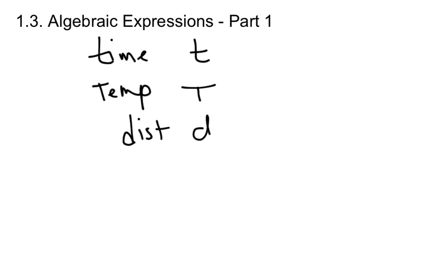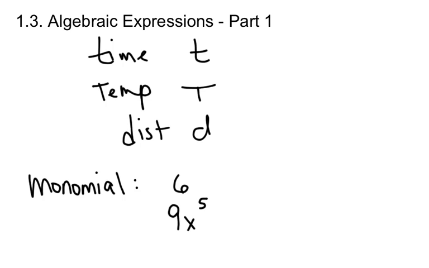Now, there are some certain types of algebraic expressions that we run across all the time. These are ones you should have already run across at some point in time. For example, the monomial. The monomial is a polynomial of degree 1. I shouldn't say it's a polynomial of degree 1 because it's not necessarily degree 1. However, it is a polynomial that only has one term. So an example of a monomial would be like 6. That's a monomial. Or 9x to the 5th.